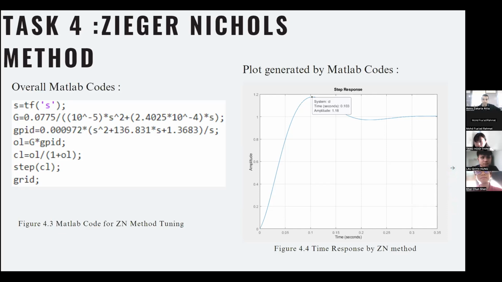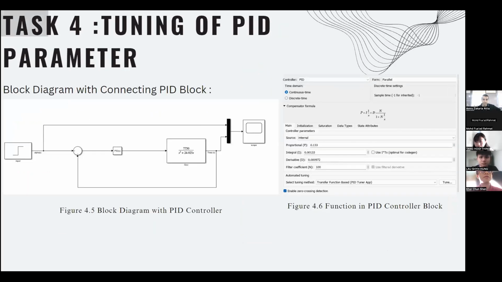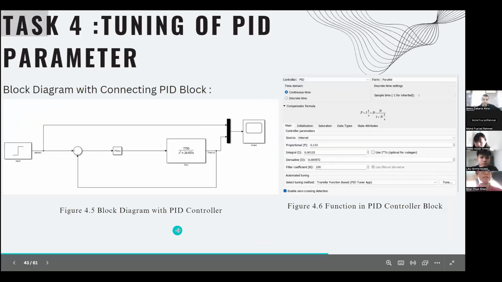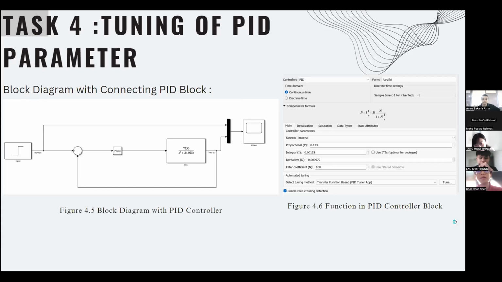Next is using the auto tuning of the PID controller. So by replacing with the PID block, we can use the function of auto tuning by referring to figure 4.6, and there's a tune button at the bottom, so that we can adjust it using the tuning method.